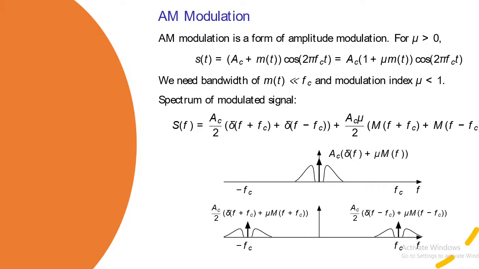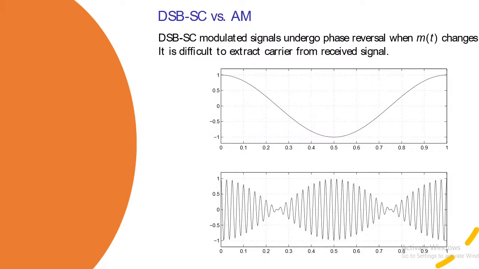Next. Now look at the difference between DSBSC and amplitude modulation. The main difference is that DSBSC, which we discussed, undergoes phase reversal when m(t) changes sign. If m(t) is not changing sign, no problem. But if it changes sign, they will undergo phase reversal, and it is difficult to extract the carrier from the received signal. You can see the top one shows m(t), which goes from plus 1 to minus 1. So peak is plus 1, negative peak is minus 1. There is a change in sign.